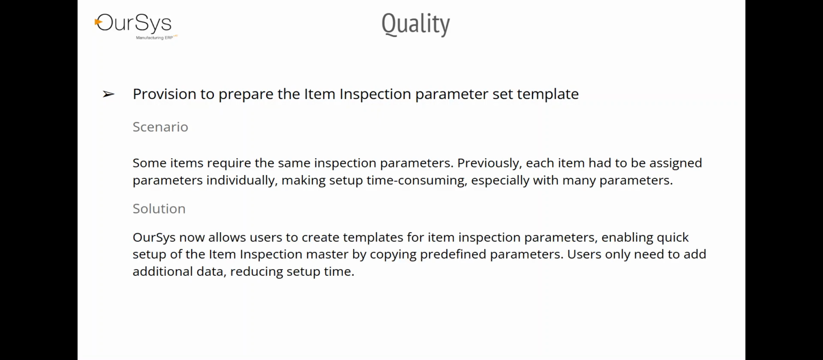So now OurSys lets users create a template for inspection parameters. These templates can automatically fill in all the predefined parameters. So users only have to add some extra information. This makes setting up the item inspection parameters much faster than before.